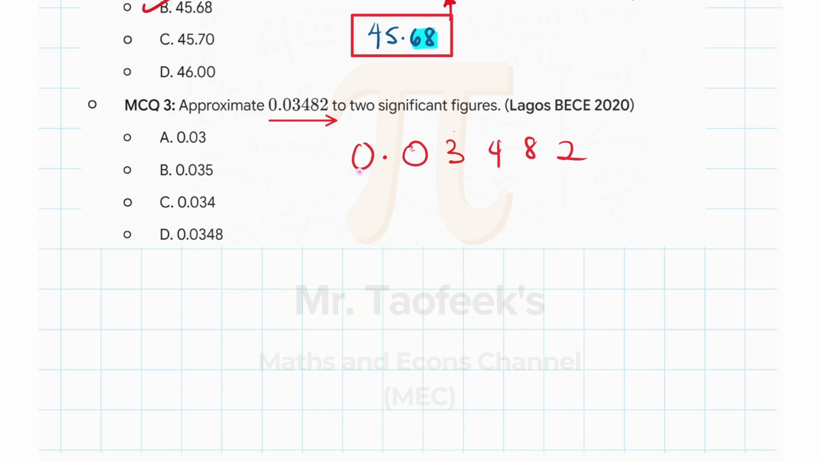We're not going to write any zeros, because we are looking for the first non-zero digit from the left to right. So this is 0, this is 0. So the first non-zero digit is 3. So we're going to use that.